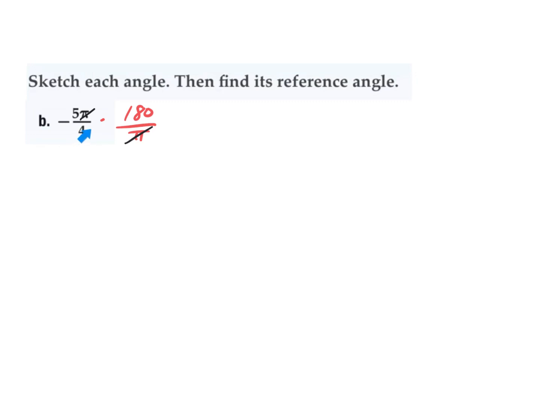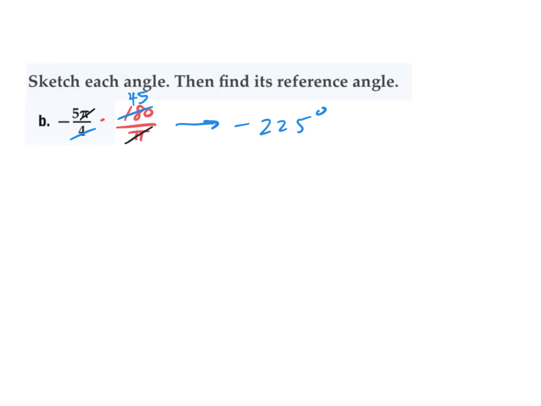How many times does 4 go into 180? 45. Very good. Did you do that already, or did you just figure that out? Oh, you did one of those ones. All right, got it. Good memory. All right, so then this, when I multiply it out, is negative 225 degrees.